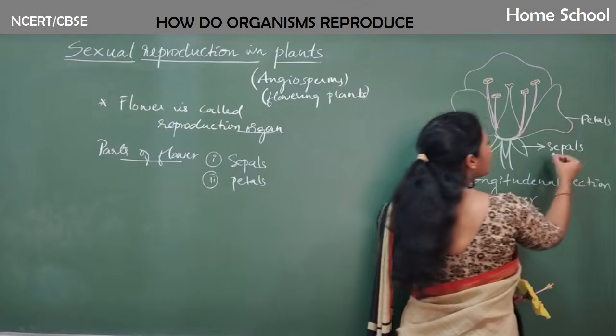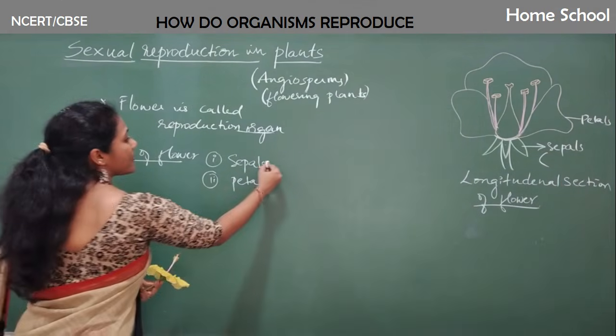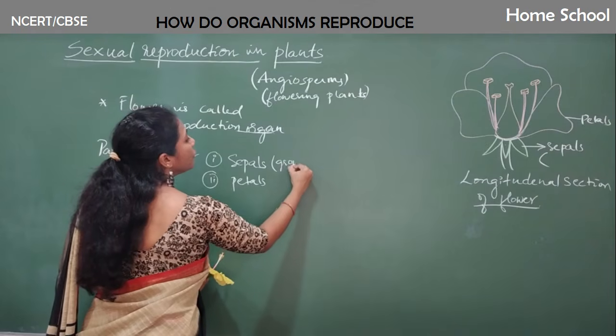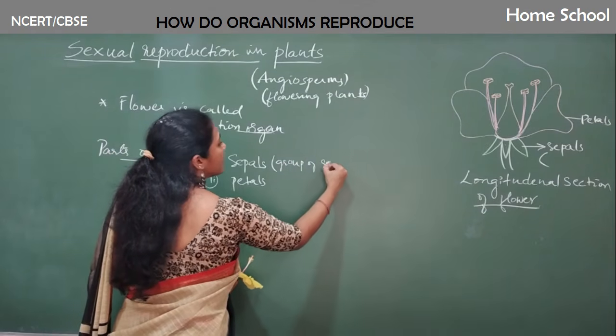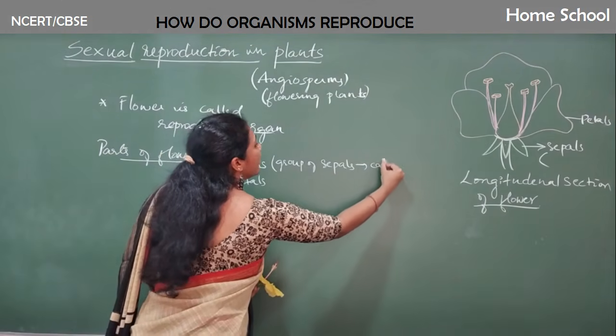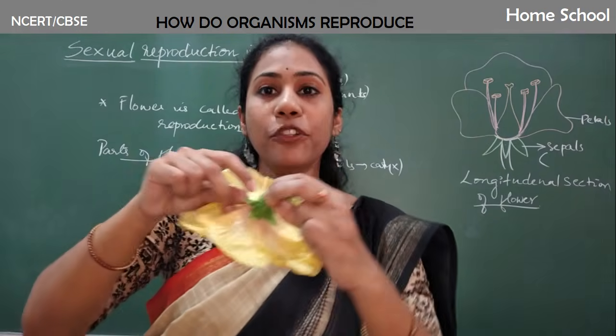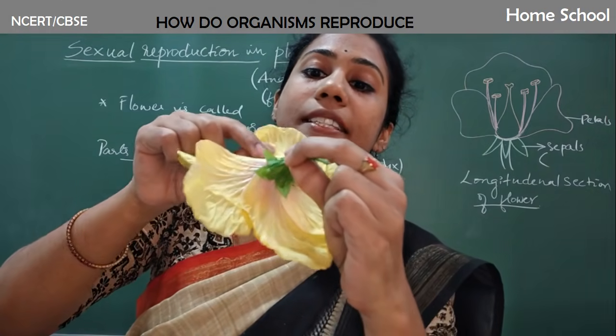Actually, the group of sepals is called calyx. If you have a group of sepals, we call it with the term calyx. That means, if you take a single thing, this is what I call a sepal.